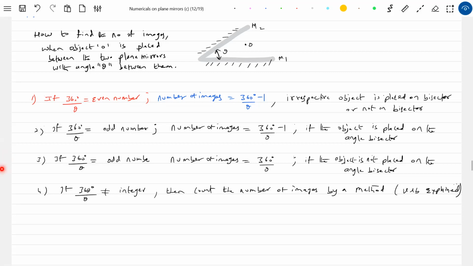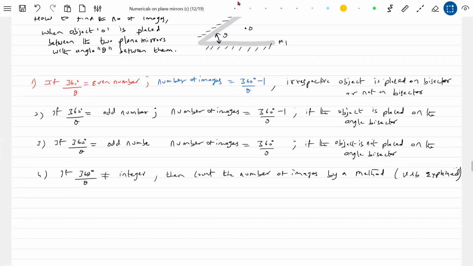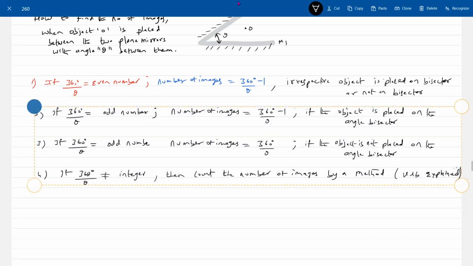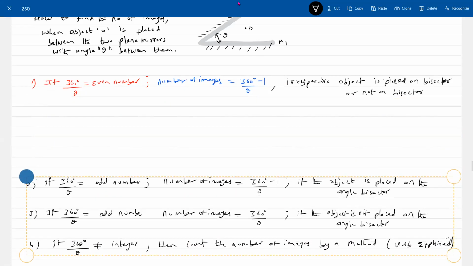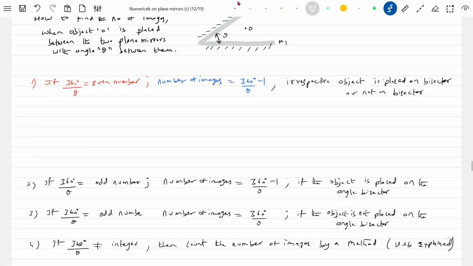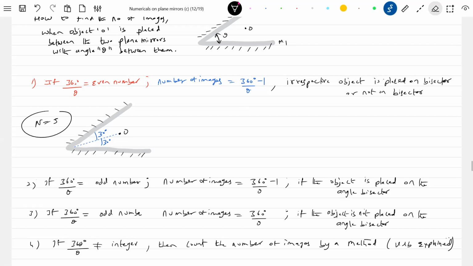What is the meaning of this? I'll split it up one by one and give examples, rather than just speaking. So what you mean to say is, if this is the angle bisector, where is the object? The object is on the angle bisector. So the number of images will be how much? 5.